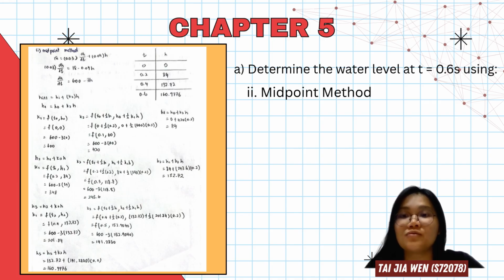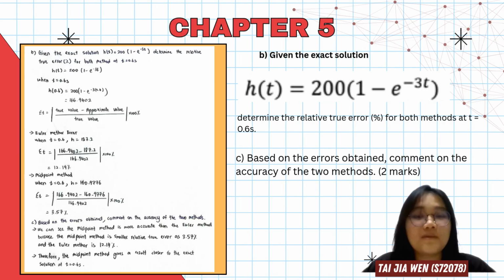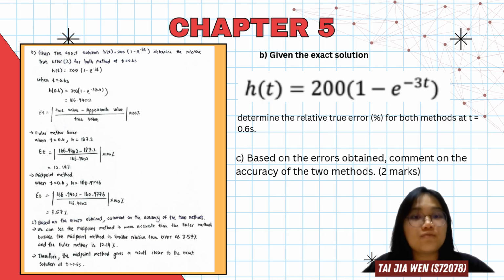So we get h1 is equal to 84, and continue with this formula. So h2, we get the answer is 132.72, and h3 is equal to 116.9776. So for the B question, given the exact solution h(t) equal to 200(1 minus e to the power of negative 3t), determine the relative true error percent for both methods at t equal to 0.6 s.